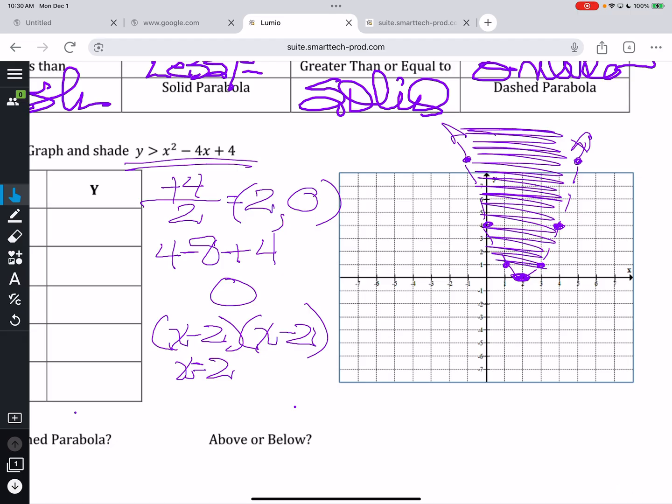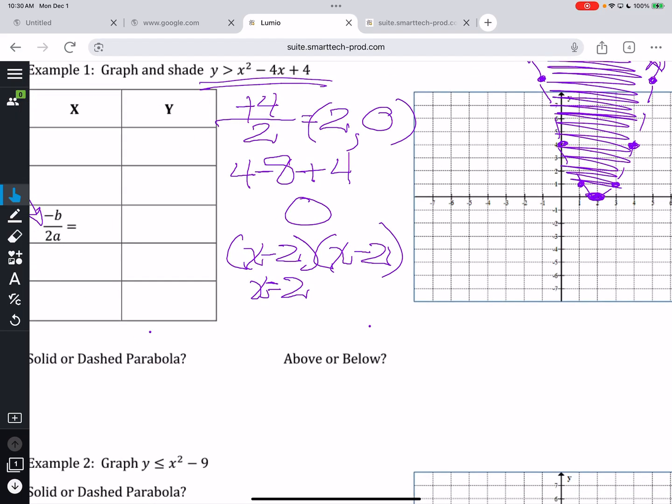Now, if you get to this point and you forget which way makes it work, you can do a test point. I'm not going to ask you to do that, but you can always grab 0, 0 and see if it fits. You would have gotten, I think, 0 is greater than 4, and that's not a true statement, so we would shade not where 0, 0 is, but on the other side. So on this one we established it was a dash, and we shaded above.